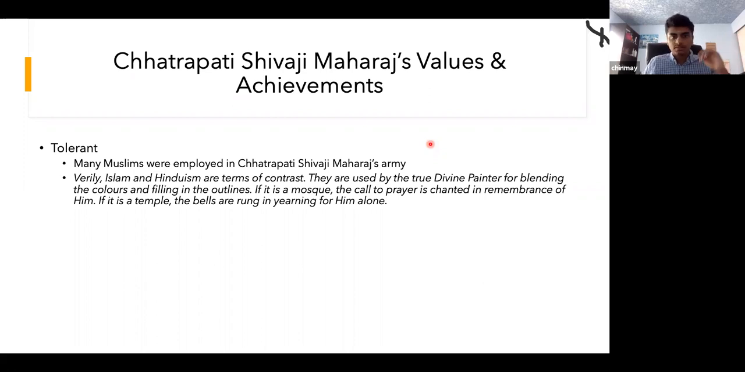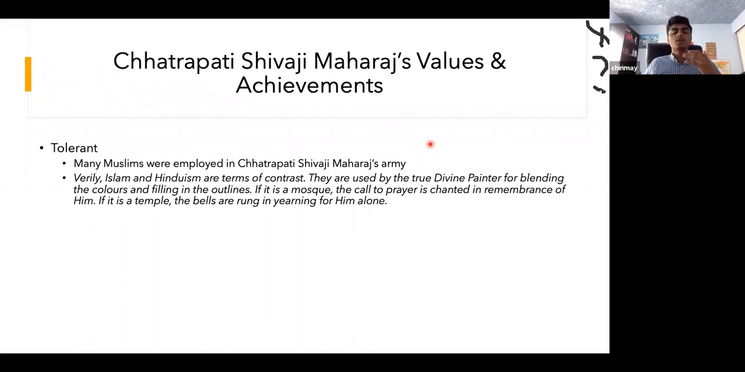One thing was tolerance, as typically we saw Hindu Indian rulers were pretty much very tolerant. Even Maharana Pratap had many Muslim generals, and his own top senior general was Hakim Khan Sur, who was an Afghan. He was not even an Indian, he was an Afghan. One quote that he had was, "Verily, Islam and Hinduism are terms of contrast. They're used by the true divine painter for blending the colors and filling in the outlines. If it's a mosque, the call to prayer is chanted in remembrance of him. If it is a temple, the bells are rung in yearning for him alone."